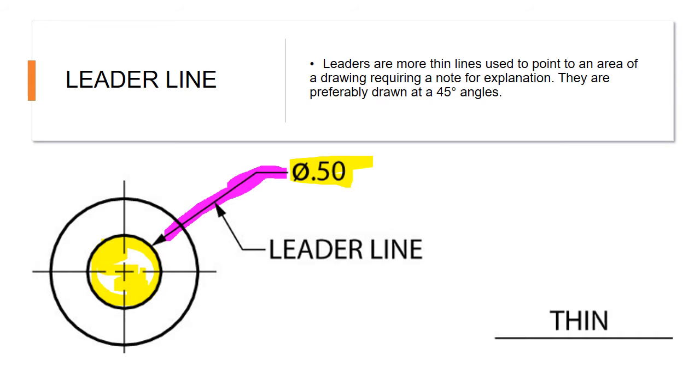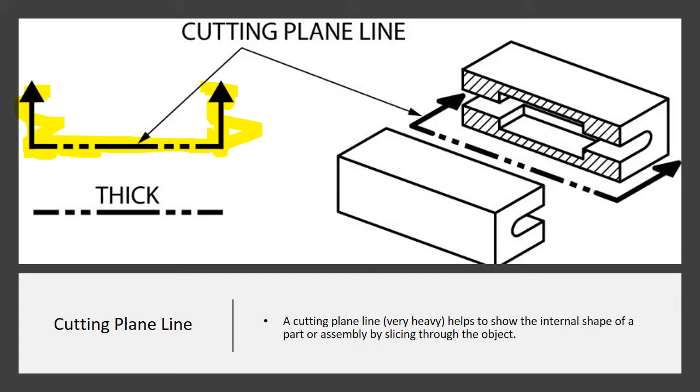Okay, so a leader line is a thin line used to point to an area of a drawing requiring a note for explanation. They are preferably drawn at a 45-degree angle. So you can see here I highlighted it. It's pointing to that hole, which I highlighted in yellow, and they want a diameter of 0.50. So it's a thin line. It's just called a leader line.